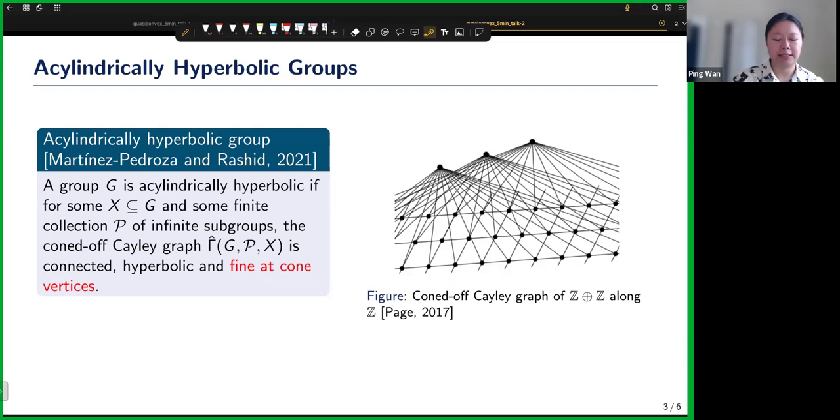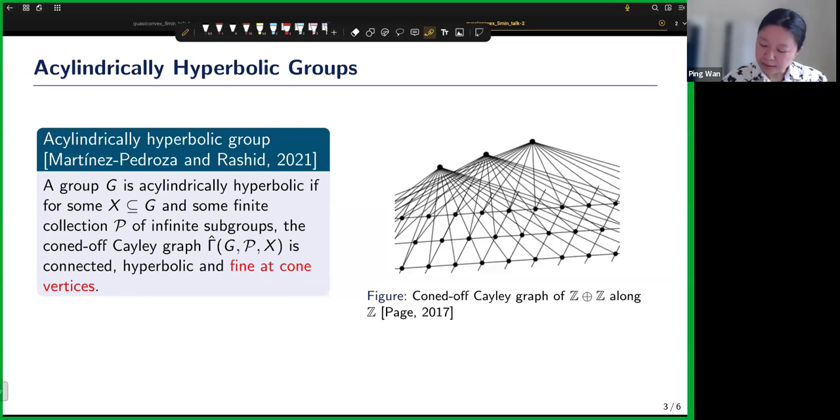And a group G is acylindrically hyperbolic if for some set X of G, note that we do not require X to be finite now, and some finite collection P of infinite subgroups, the cone-off of the Cayley graph of G along P with respect to X is connected, hyperbolic and fine at cone vertices. A cone-off of a Cayley graph is something constructed on top of the Cayley graph. On the right hand side, I have an example of a cone-off of a Cayley graph.